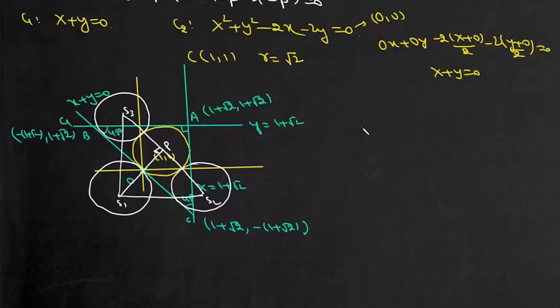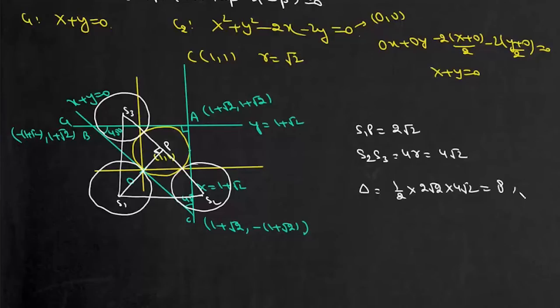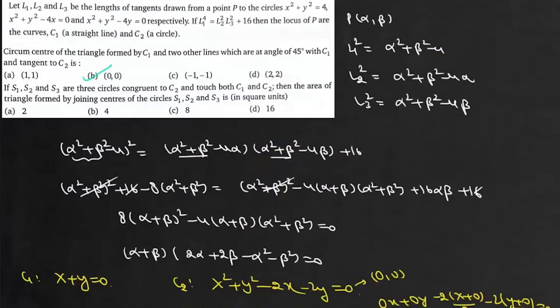Then we know that S1P is 2R and radius of both the circles is root 2. So there will be 2 root 2, and S2S3 is 4R, which is 4 root 2. Then area of this triangle will be 1 by 2 times 2 root 2 times 4 root 2, which is simply 8 square units. So area of this triangle is 8 square units, and that's your option C.